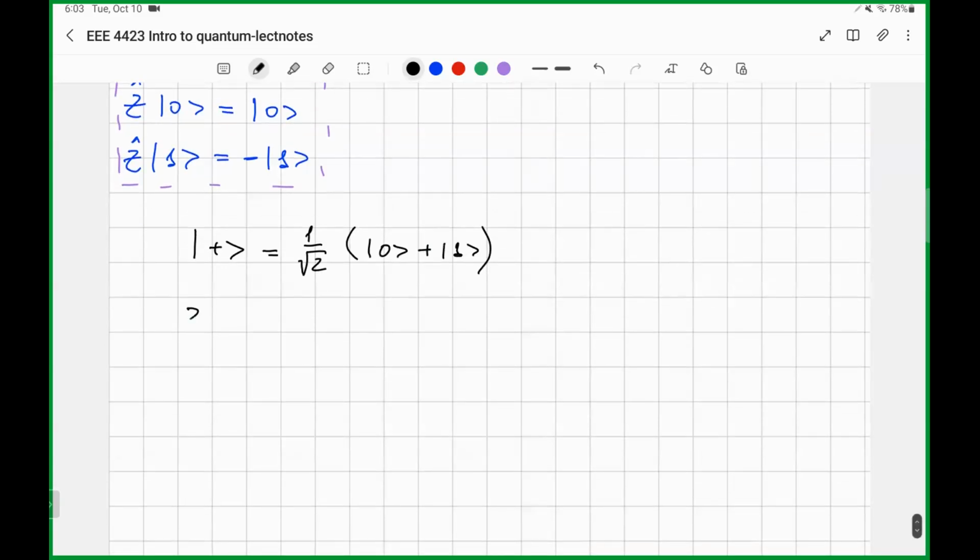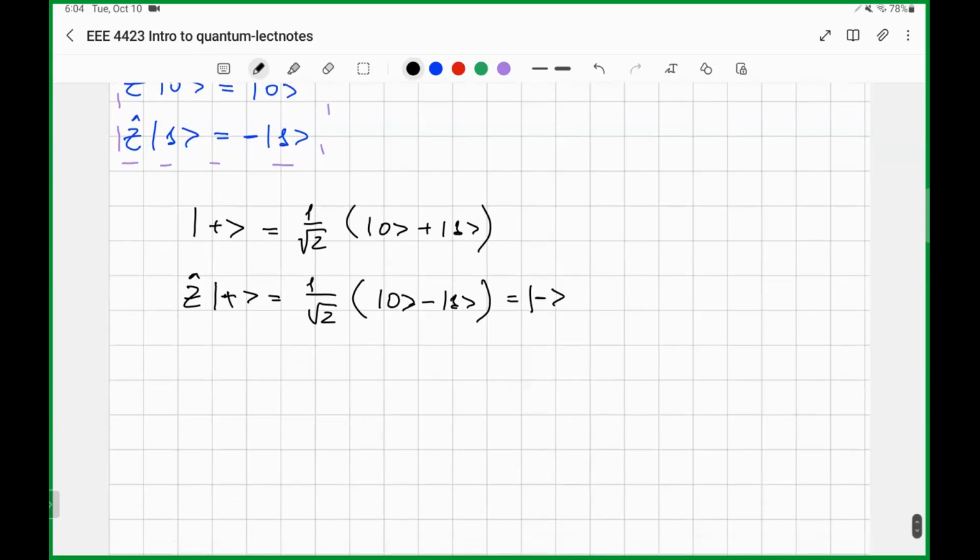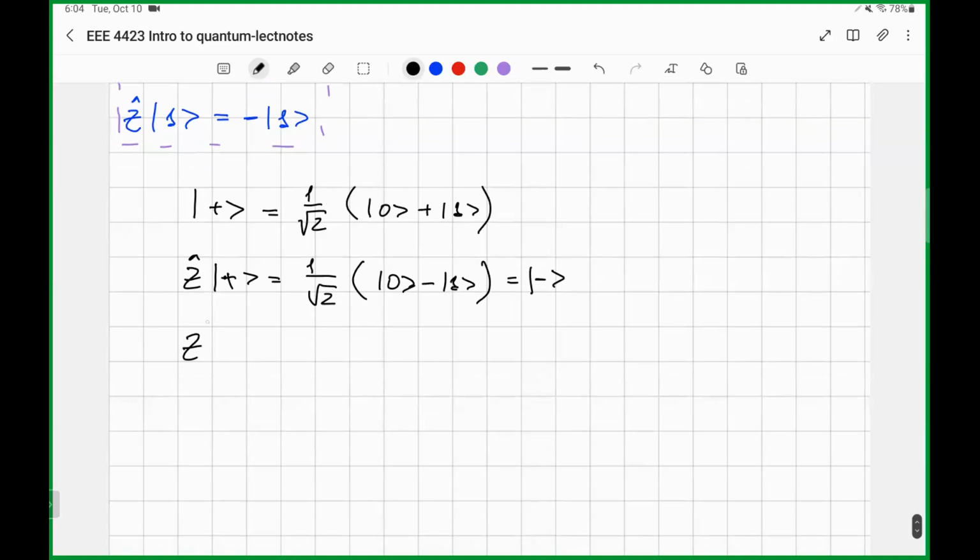So Z plus is going to be equal to 1 over square root of 2, state 0 minus state 1, because 1 turns into minus 1. And this is state minus. Likewise, if I apply this Z operator on the state minus, I will get state plus.